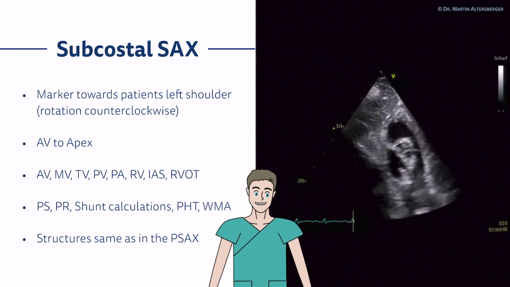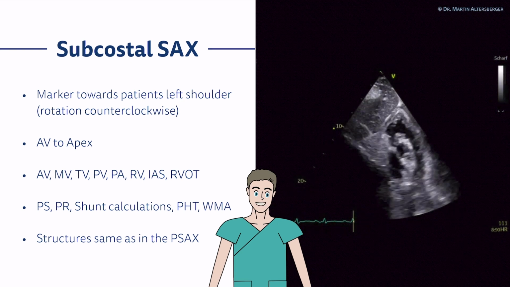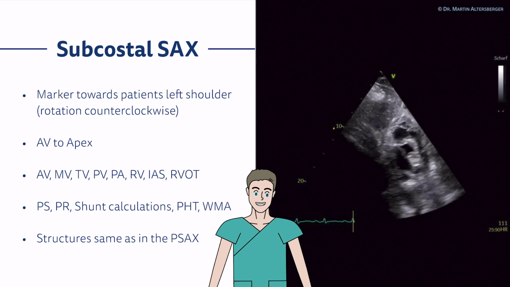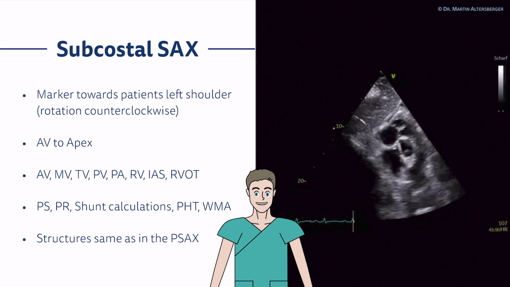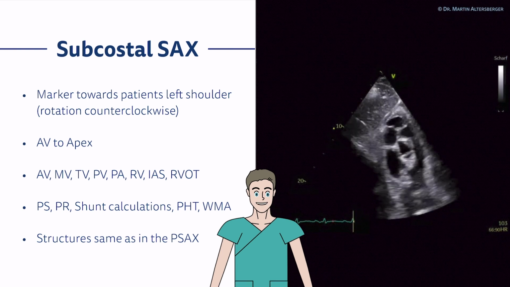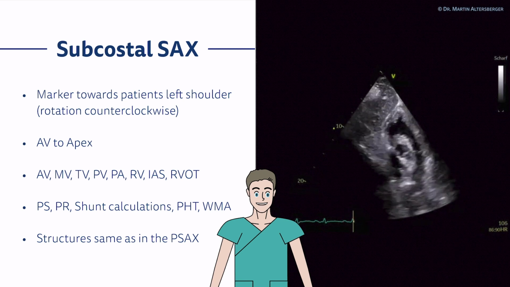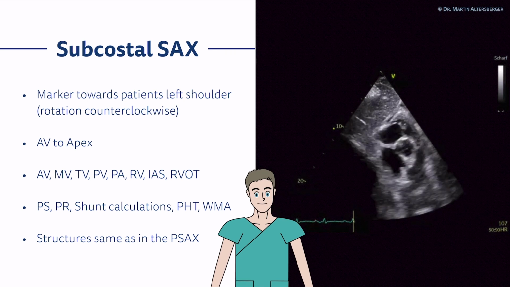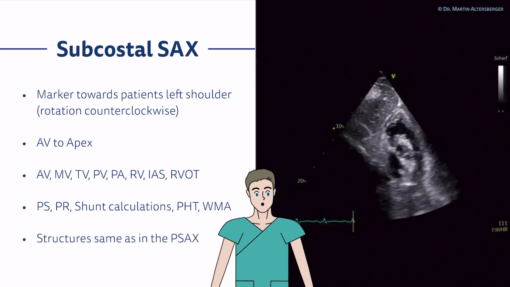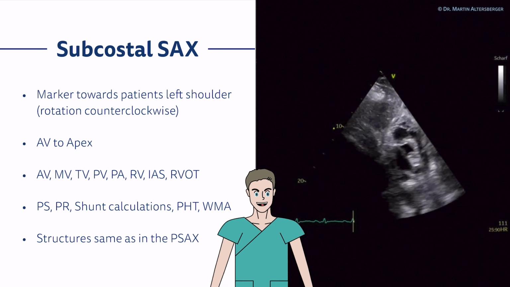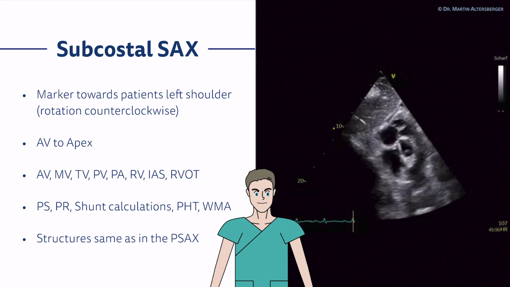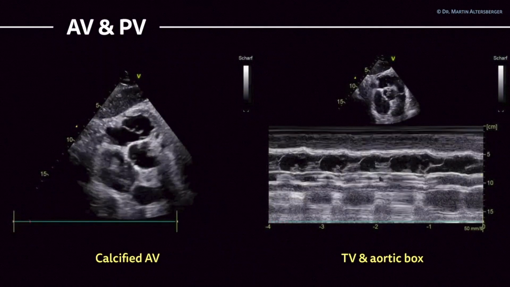You can see if there is pulmonic stenosis present, pulmonary regurgitation. You can use it for shunt calculation as you would do it with the QP/QS in the parasternal views and for the left ventricle with the apical views. You can even look for wall motion abnormalities if you have the optimal view towards the left ventricle from the subcostal approach. It's simply the same as you would do it parasternally.